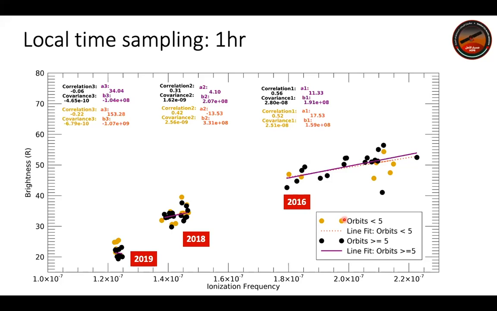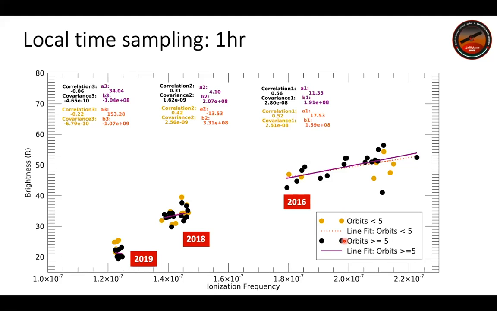We have two different colors here. We have yellow, which means that for these days I don't have the full five orbits available, so I need to be somewhat wary and concerned about them because they might not be 100% representative. And the black ones are the days that I have the full data sets in hand, so we are more confident about them.